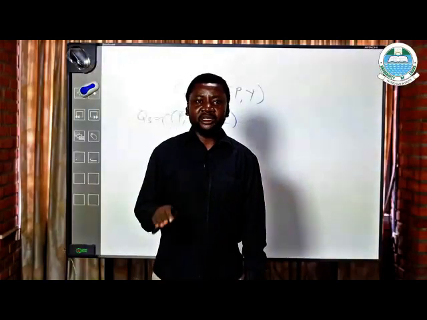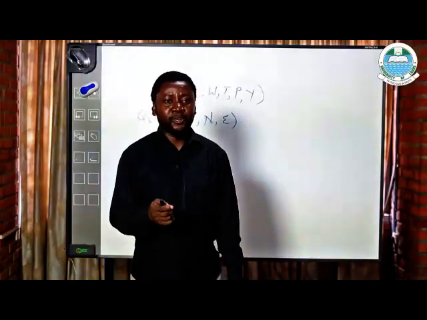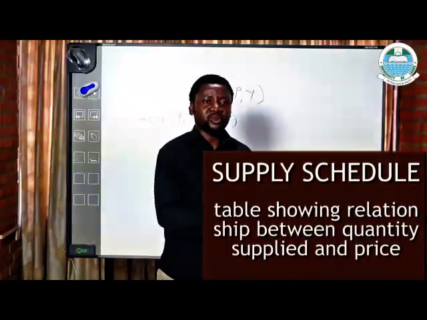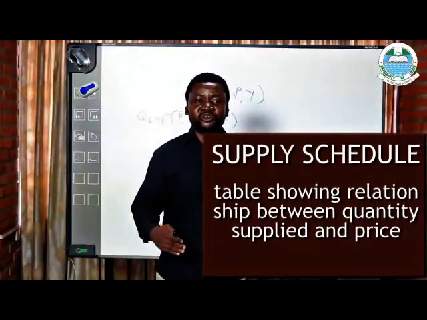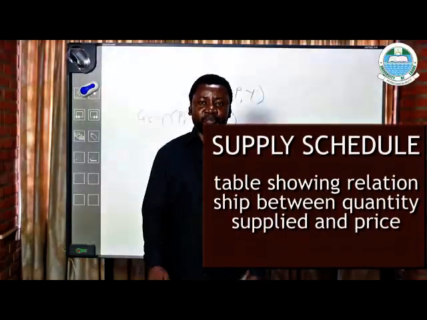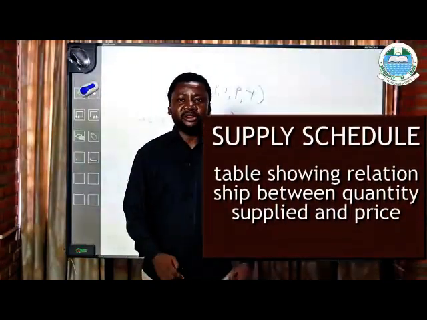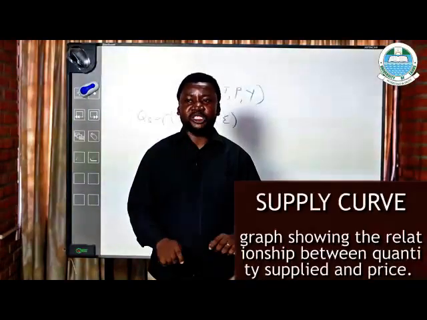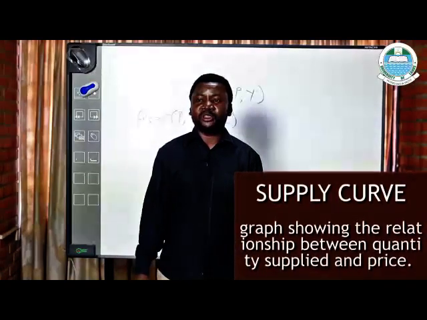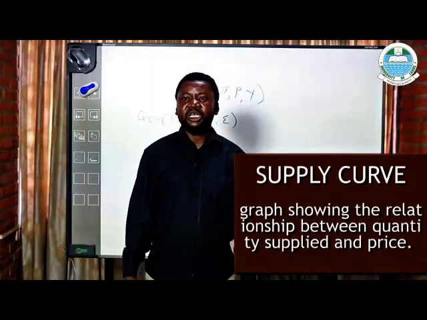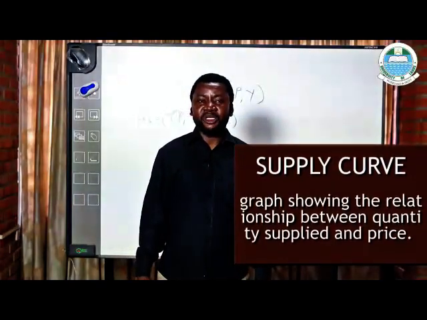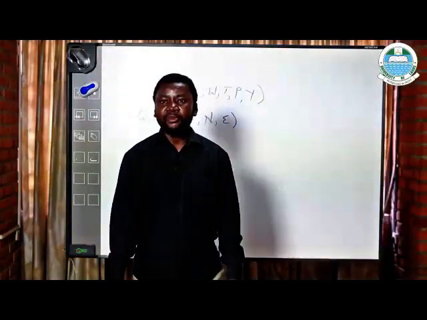Also, a supply schedule, just as we defined earlier for demand, is a table showing the relationship between quantity supplied and price, while the supply curve is a graphical representation of the relationship between the price of the particular good and the quantity supplied of that particular good.